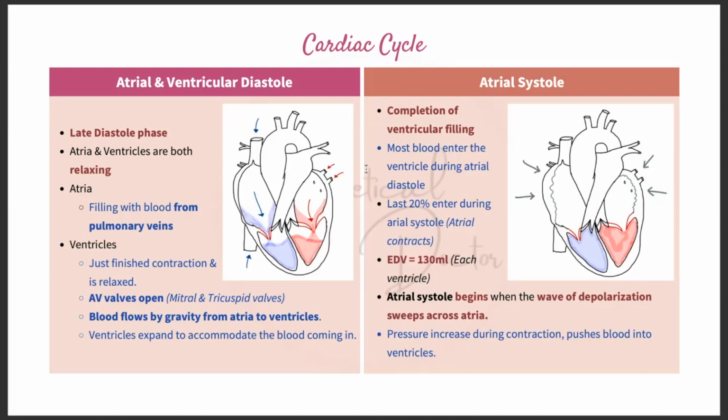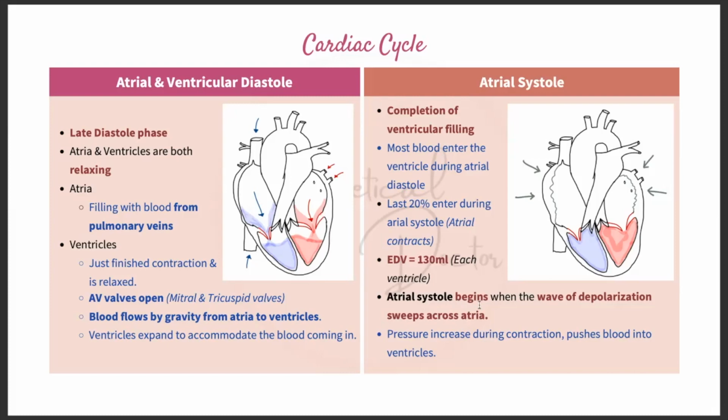Most of the blood enters into the ventricle during the atrial diastole phase. Most of it enters like that following gravity. The last 20% enters during atrial systole, meaning when the atria contract, they will try to squeeze out whatever is left over from the atria into the ventricles. So the end diastolic volume is 130 milliliters each ventricle. EDV refers to the end diastolic volume, and the end diastolic volume for each ventricle is 130 milliliters.